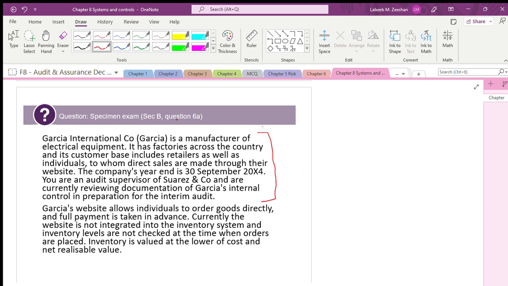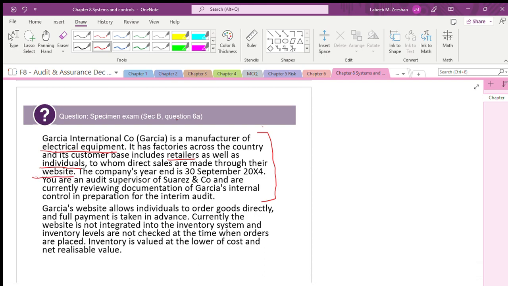Gracia International Company is a manufacturer of electrical equipment. It has factories across the country, and its customer base includes retailers as well as individuals. They are talking in terms of electrical equipment. Across the country, they are selling, not only to retailers, they are selling to individuals also. Now, direct sales are made through the website.